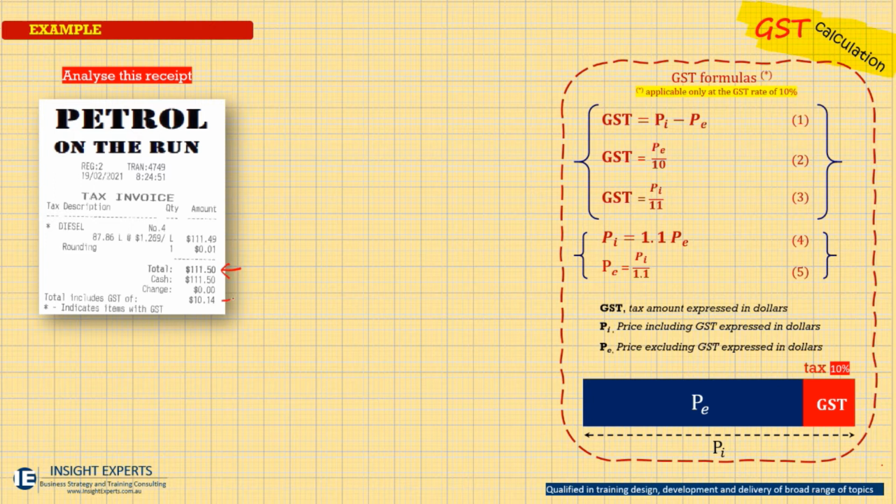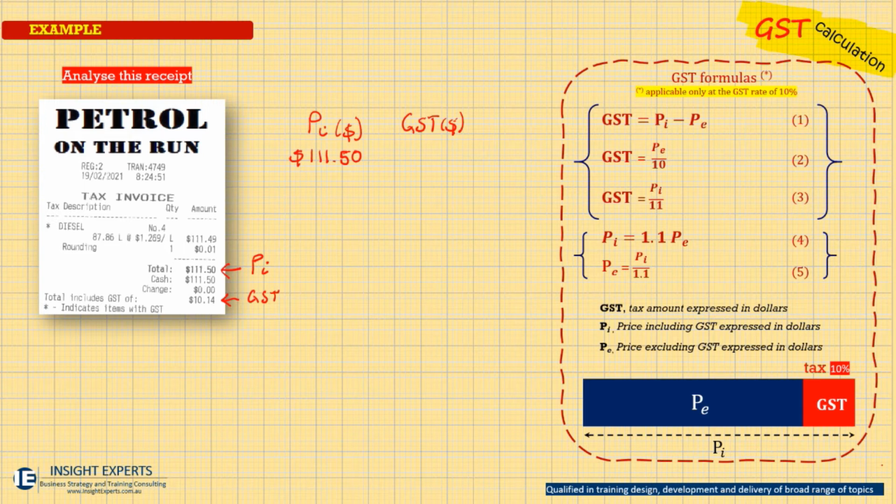And part of that is $10.14, which is the GST amount. So that's the price including GST. Let's go ahead and just do all the calculations. So if I come here and just write the price including GST in dollars, which is what the customer paid at point of sales, it is $111.50. The GST amount in dollars is $10.14.